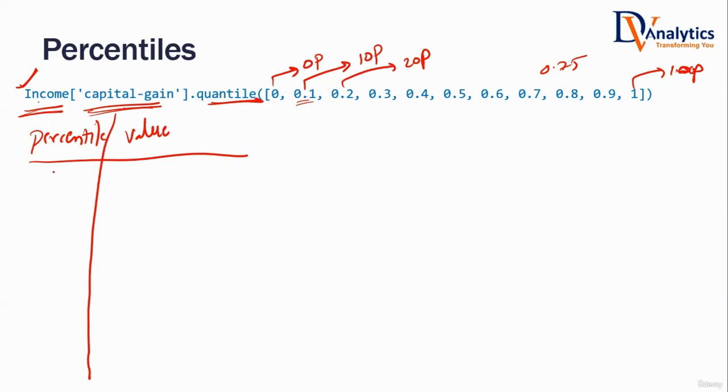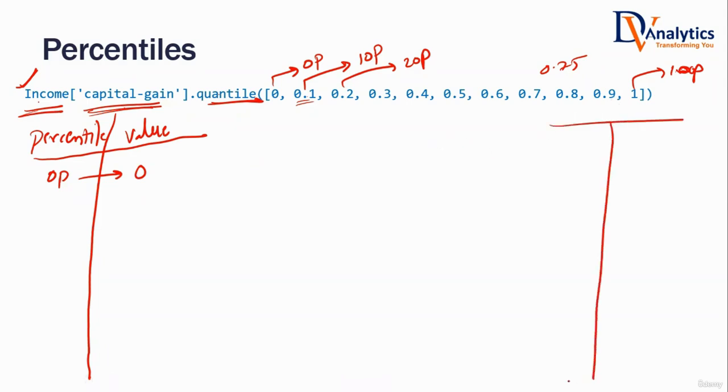Now, tell me what's the 0 percentile value? 0. So that means when Python calculated using capital gain, it arranged the data and the 0 percentile happens to be 0. So what is our inference out of it? What do you write out of this? The minimum value of capital gain is 0.